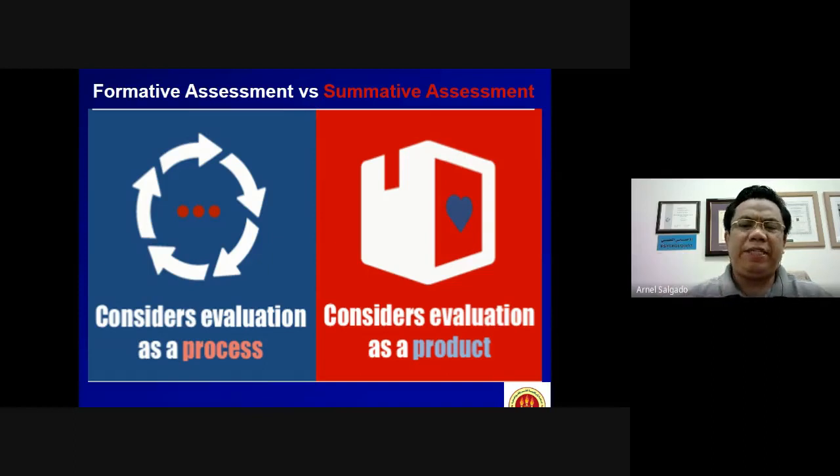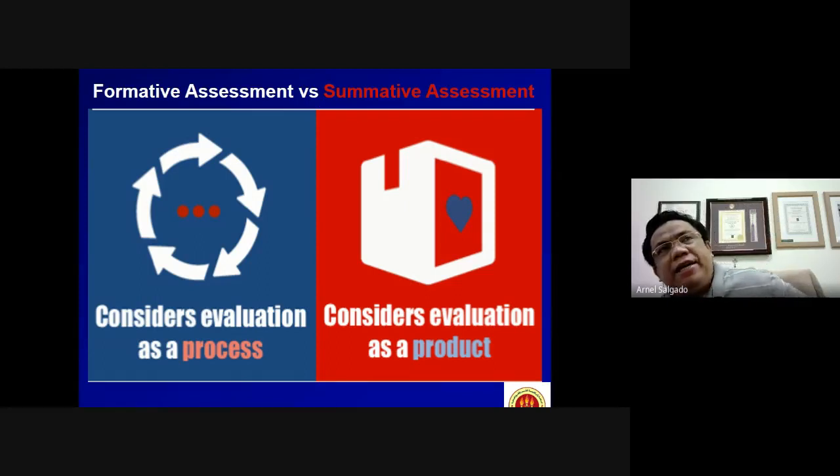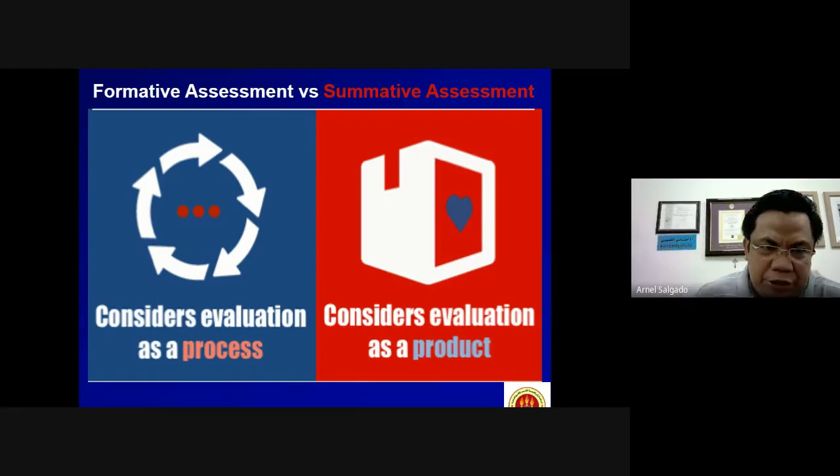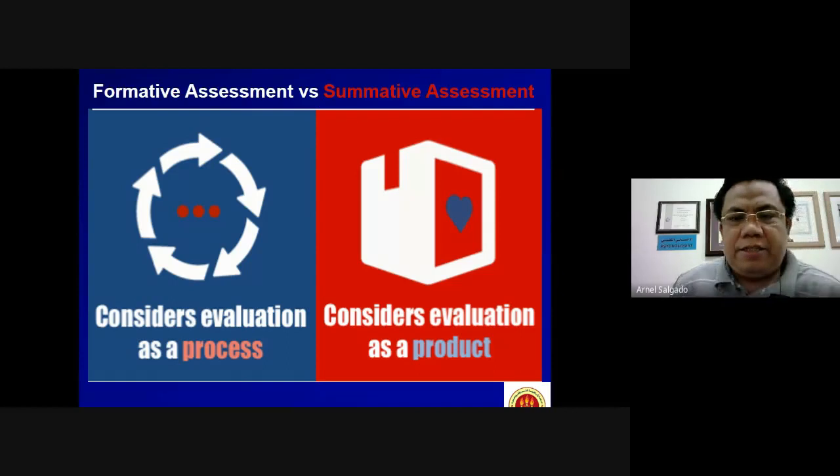But the summative assessment will be considered as a product, because in the end, when we are going to give it to you, how good the product is. Just like here in the United Arab Emirates, after graduation from bachelor's degree, we are giving examinations in order to get license. So that's actually what we can derive from the comparison between formative and summative assessment.